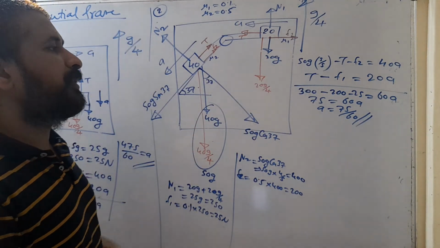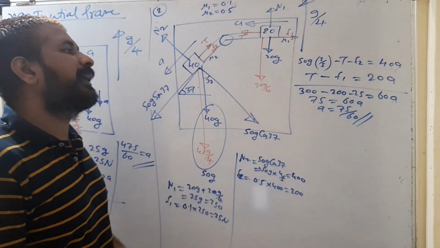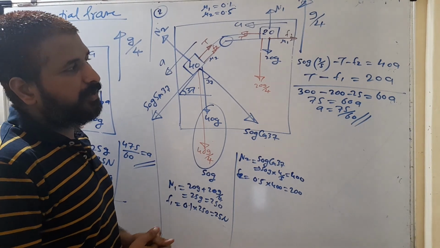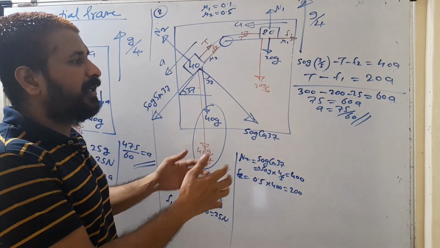You can add those two equations. You'll get, T will get cancelled. f1 f2 already I have calculated. You can substitute the value of f1 and f2. You'll get that solution.